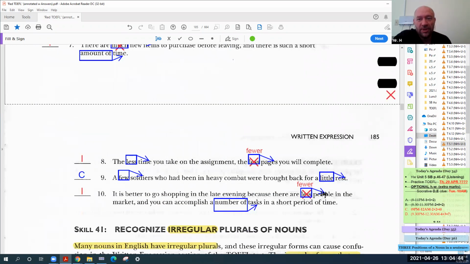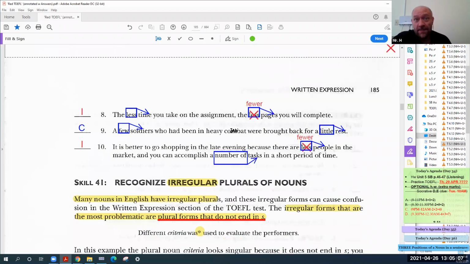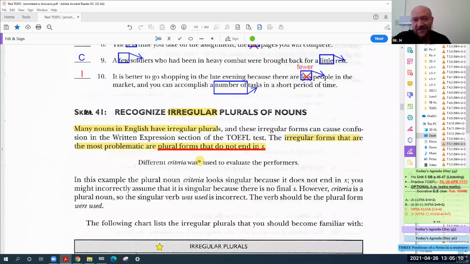And what about people? Are people uncountable? Countable. No, people are countable, definitely. It's an irregular plural, like child and children. That's called an irregular plural, okay? So, by the way, you should study the next skill. I made a recording of this already, and I will upload skill 41 to YouTube today.